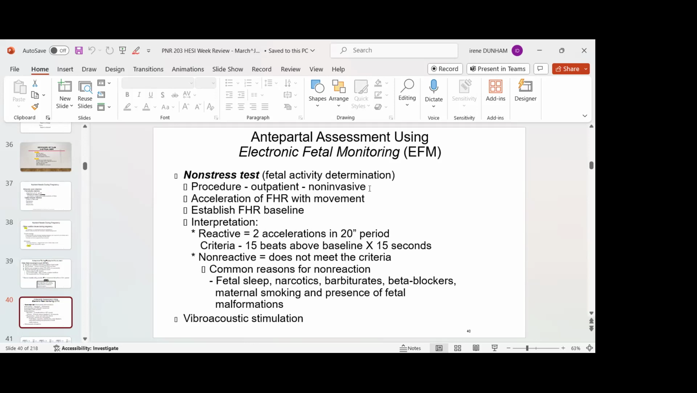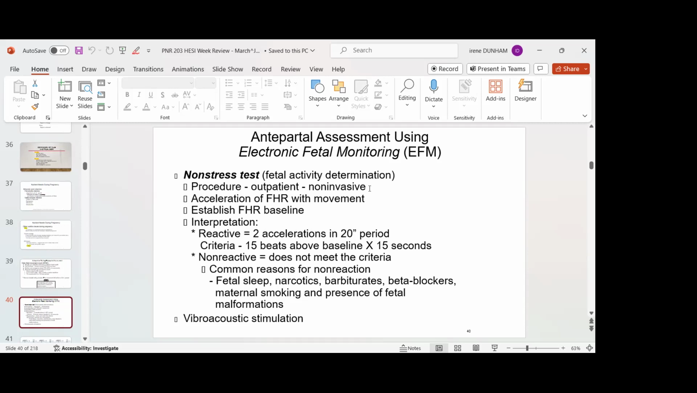Heart rate should accelerate during the movement. So our criteria is that you want to have an acceleration of the fetal heart rate 15 beats above your baseline lasting 15 seconds. What I mean by that is you have a baseline, say, of 120. When the baby moves, his heart rate goes up to 135, and it lasts about 15 seconds. And then it comes back down to baseline.